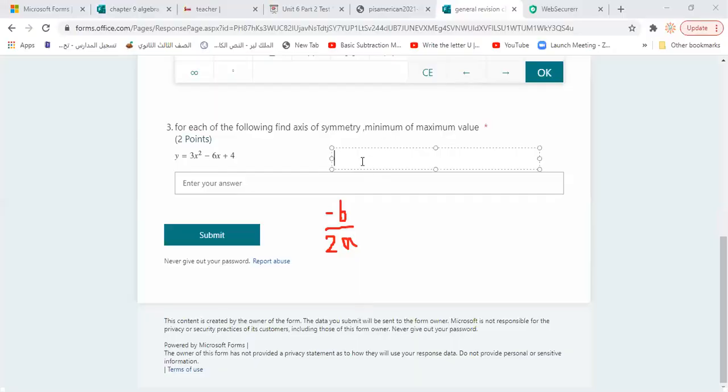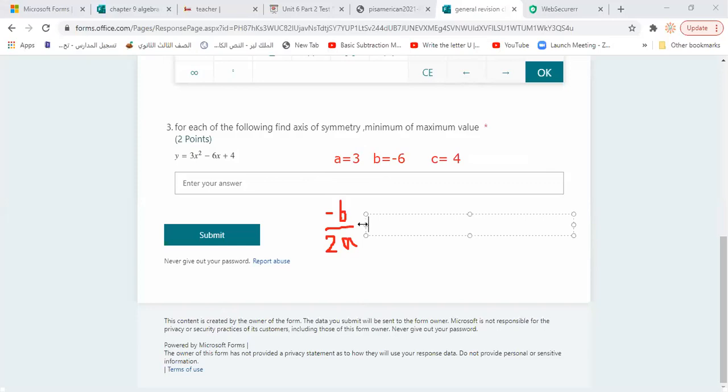Okay, Laura, go on. A will be how many? 3. A equals 3, B equals -6, and C is 4. Thank you. And we want now to find the axis of symmetry. So what is the axis of symmetry?